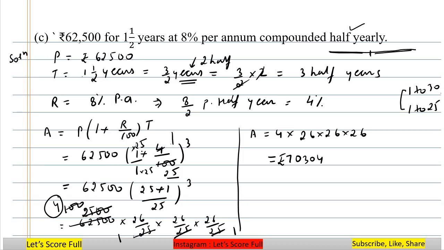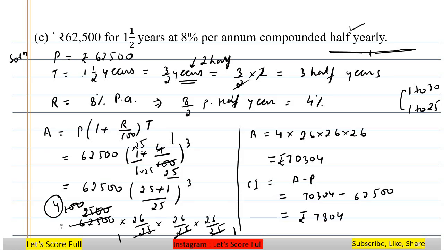So these calculations will give me 70,304 rupees. So what is compound interest? Amount minus principal, same to same. We have done so many times. Minus principal is 62,500. So compound interest is nothing but rupees 7,804. This is the final amount. Correct? Let's move to the next question.